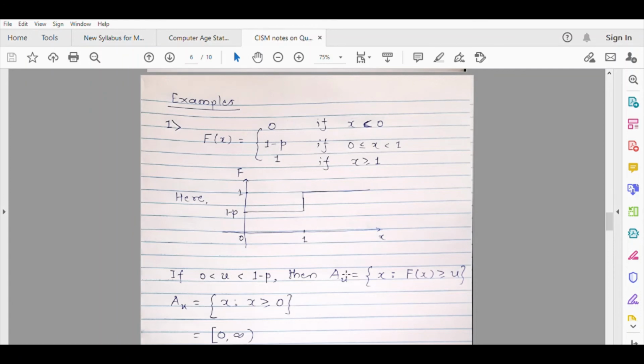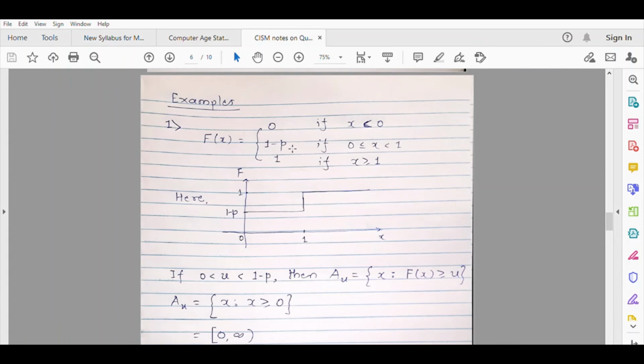So when you say A_u, which is equal to the collection of all x such that f(x) is greater than or equal to u, it will simply mean the collection of all x such that f(x) is greater than or equal to 1 minus p. Now what is the collection of x such that f(x) is greater than or equal to 1 minus p? Starting from here. So which x values take f(x) equal to this? So see here. Earlier you were here on this side and now you want to go back to here. So look at this side and try to conclude.